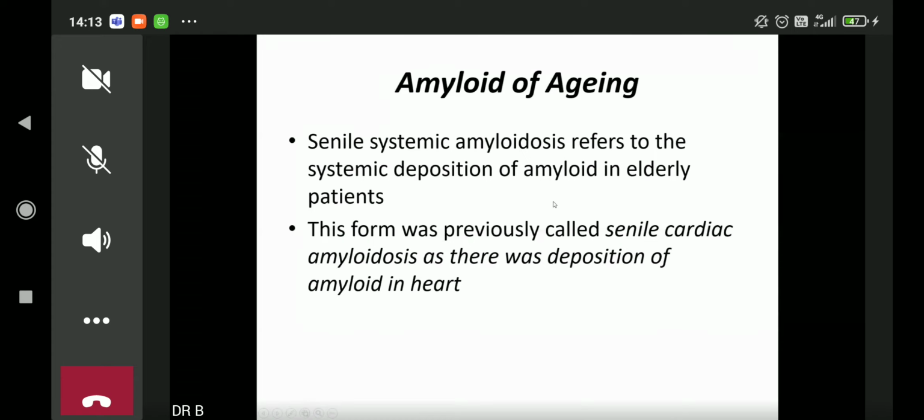Then the last form of amyloid is the amyloid of aging, which is also known as senile amyloidosis. It commonly occurs in the elderly, as the name suggests. This form was previously called senile cardiac amyloidosis, as there was deposition of amyloid in the heart leading to cardiomyopathies.